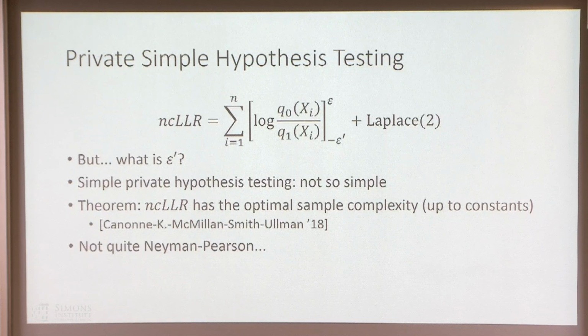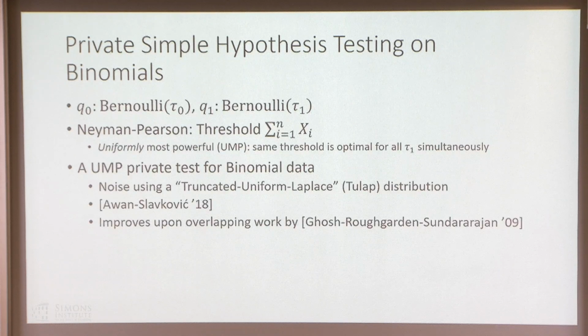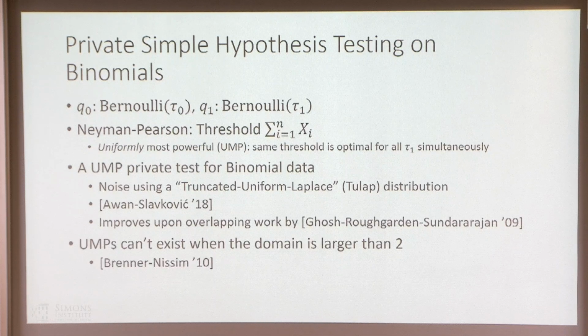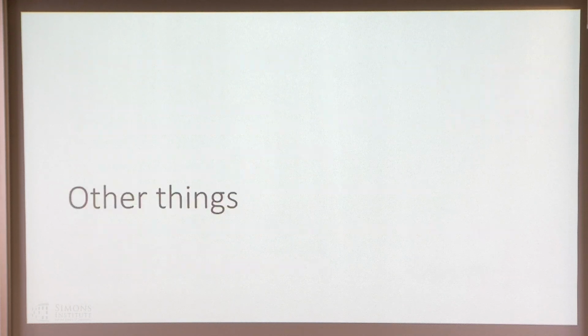So this is not quite Neyman-Pearson in the sense that it's not as clean and neat as we would like. It's optimal up to constants, but not optimal exactly. So I feel like there might be something better here, but it becomes just too complicated to understand. And I'll say that for certain cases, we can get uniformly most powerful tests, which Sesha mentioned a bit before, but they can't be done in general due to Brenner and Nissim. This type of thing can be used for change point detection. Let me skip this.